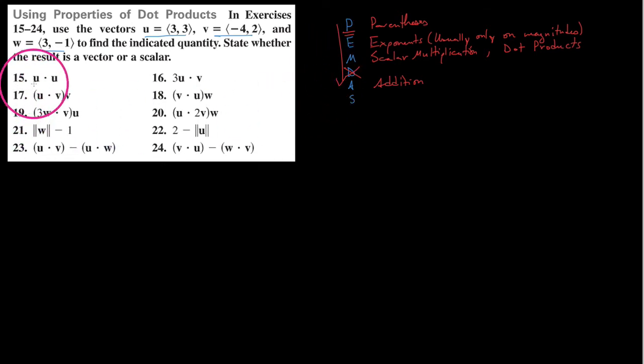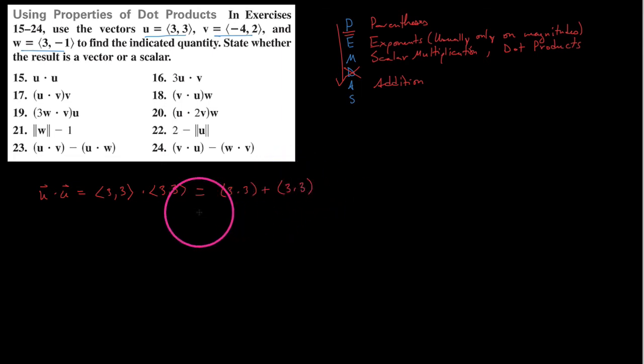Let's take a look at 15 really quickly first. If we have a vector u, take u in a dot product with itself. So we're just going to start with u dot u. I think it is entirely appropriate to rewrite it into component form. So u dot u gives us this: multiply our horizontal components 3 times 3, and then multiply our vertical components, another 3 times 3 in this case. So what we get is 3 squared plus 3 squared, or 9 plus 9.